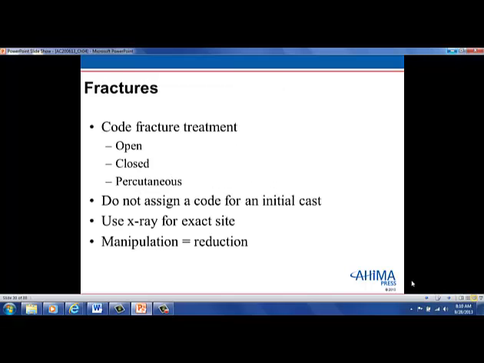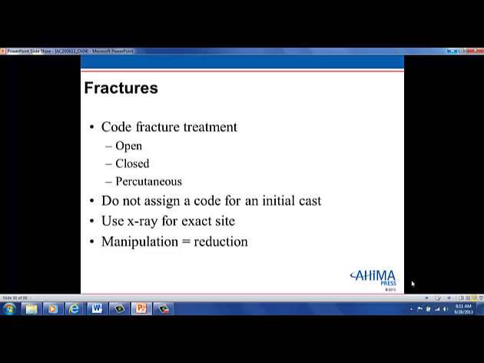Fractures. Codes in the subsection under the heading of fracture and dislocation relate to the type of treatment performed and not the type of fracture. This is an important distinction because closed fractures may require treatment that is open and/or involves percutaneous fixation.